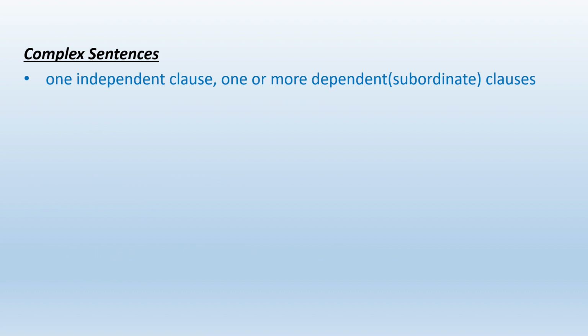On the other hand, a complex sentence has one independent clause. This is a similarity to the simple sentence. A complex sentence has one independent clause, but with that, it has one or more dependent clauses, also called the subordinate clauses. A complex sentence has one independent and one or more dependent clauses.